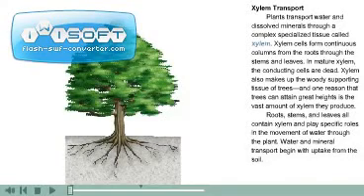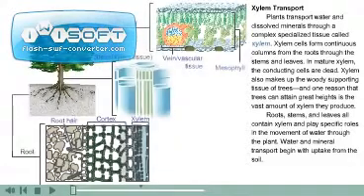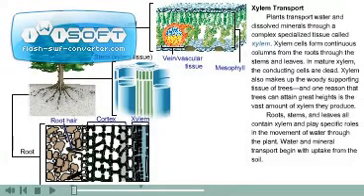Plants transport water and dissolved minerals through a complex specialized tissue called xylem. Xylem cells form continuous columns from the roots through the stems and leaves. In mature xylem, the conducting cells are dead. Xylem also makes up the woody supporting tissue of trees, and one reason that trees can attain great heights is the vast amount of xylem they produce.